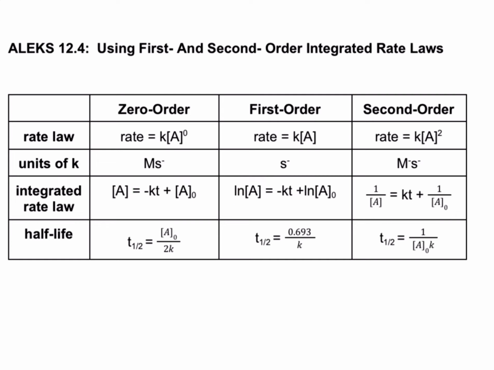We also have equations for half-life for each order. Half-life depends on the K, and our K is slightly different for each order of the reaction. So we have half-life for zero order reactions, we have half-life for first order reactions, and we have half-life for second order reactions. So this is a nice table that summarizes all that important information. Let's take a look at an example.